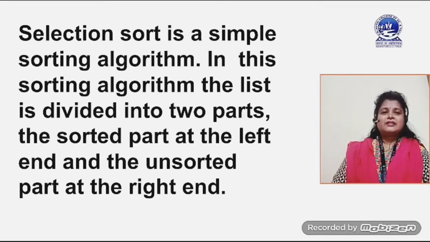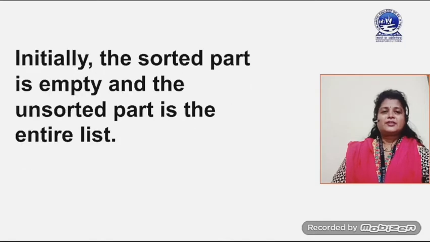In this sorting algorithm, the list is divided into two parts. The sorted part is at the left end and the unsorted part is at the right end. It is assumed that initially the sorted part is empty. Obviously, whenever you get any list that needs to be sorted, the part we assume to be sorted must be empty initially, and the unsorted part is the entire list.